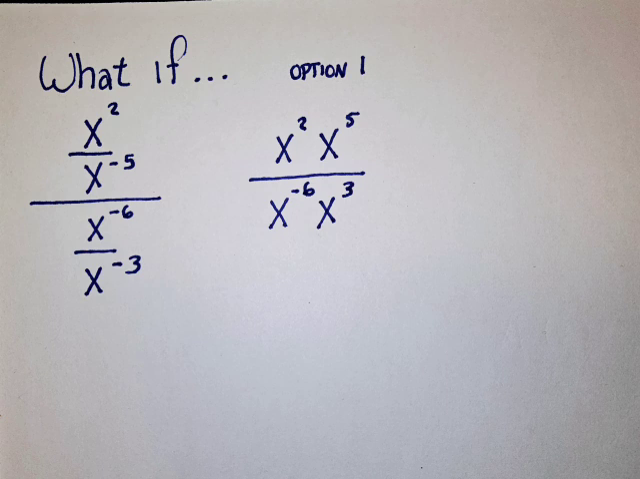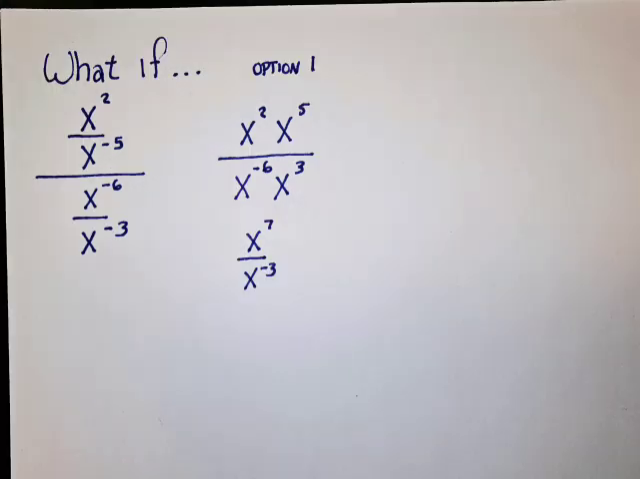So on the top, I took the negative 5, moved it up with the x squared. In doing so, I changed it to a positive 5. On the bottom, I took the x to the negative third, moved it up to x to the negative 6 by changing the sign. Now I combine the exponents that are on the same level of the fraction. The 2 and the 5 become 7. The negative 6 and the 3 become negative 3.